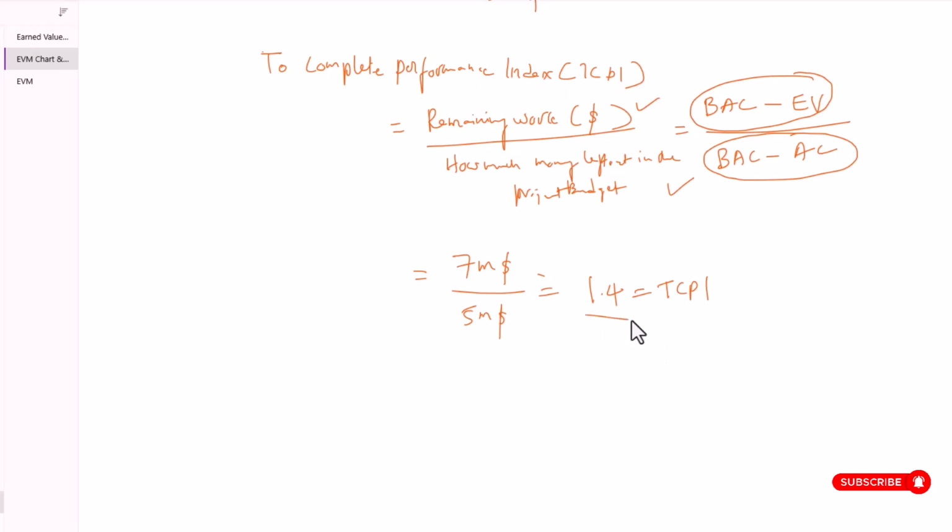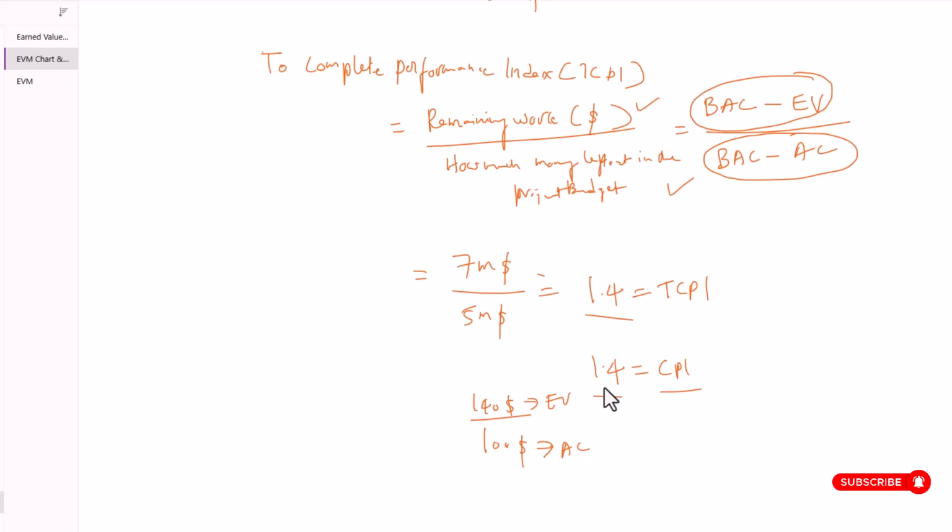This 1.4 represents, for the remaining work you get to accomplish, that you need to operate with a 1.4 CPI rate. The CPI rate expected from you for the future work is 1.4. This means for every $100 you spend, you need to accomplish $140 worth of work. So for every $100 actual cost you spend, you need to accomplish $140 worth of work. And that's not easy, right?